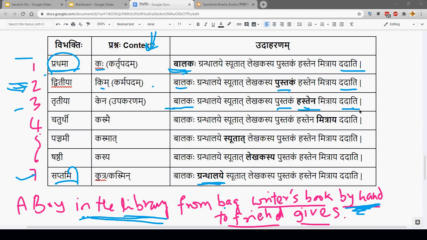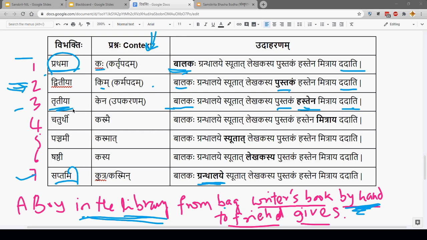Now because hasta, or the hand, is used as the instrument or the medium for that action, we apply the third case ending or suffix to that hasta word. So then it becomes hastena. So again, the forms are already in the table that I showed you before. Every word will follow a case ending table. So from there we will know that hastena is the form after applying the third case suffix to the hasta word.